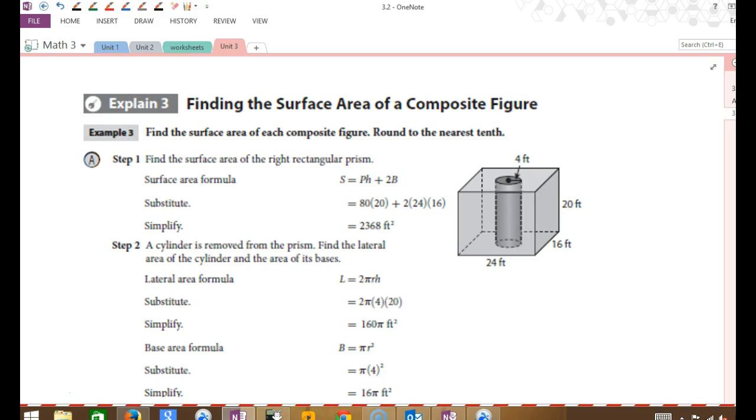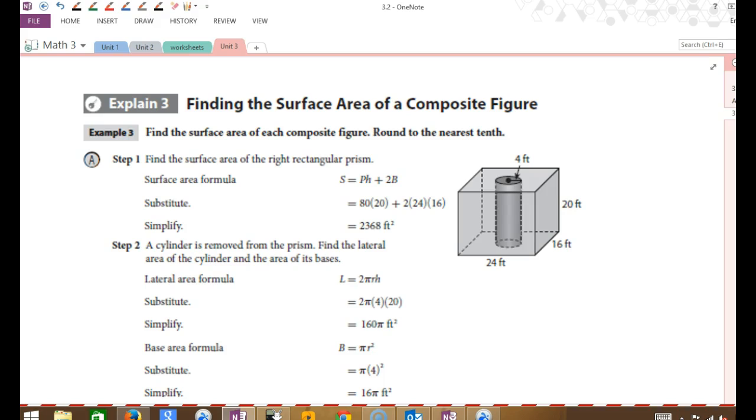So this is finding the surface area of a composite figure. The shape that they have is basically, imagine this box, or imagine a block of wood, maybe that's a better description. So a block of wood, and in the middle they carved out a cylinder.